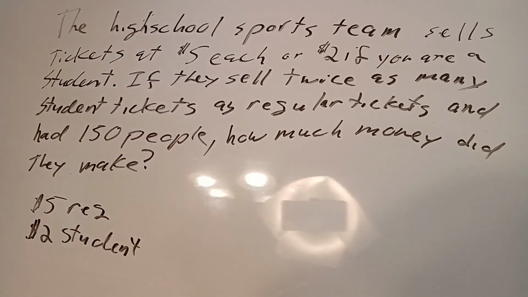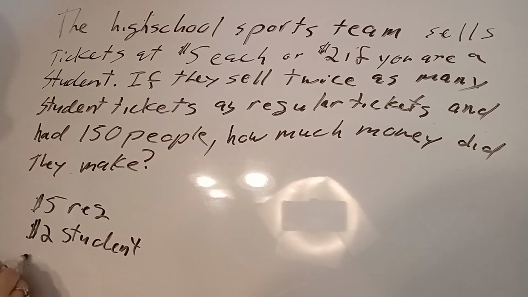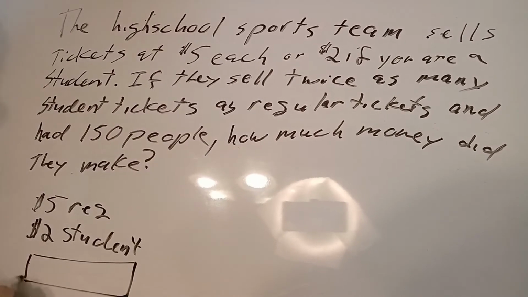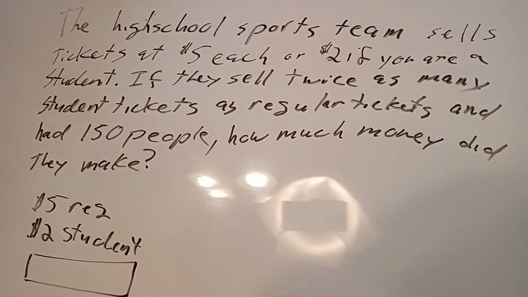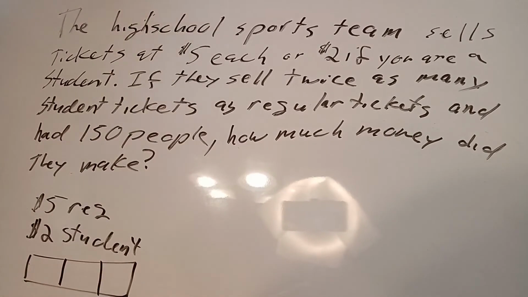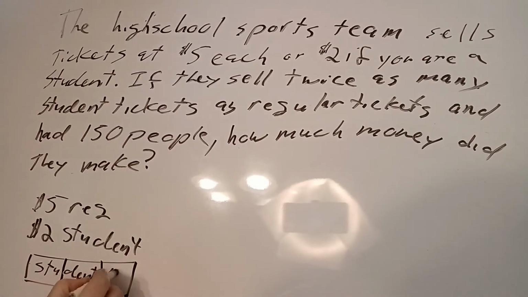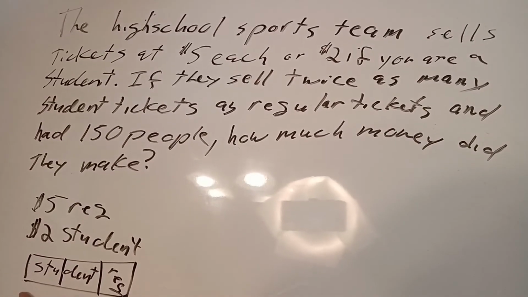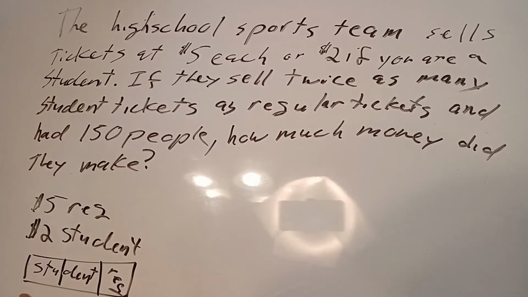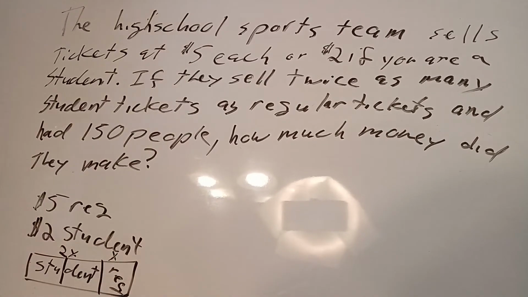If they sell twice as many student tickets as regular tickets, okay, so, well, draw a rectangle here. That represents the tickets sold. If we want twice as many students as regular, so we have to make a box of 3, right? We could make this X and make this 2X.